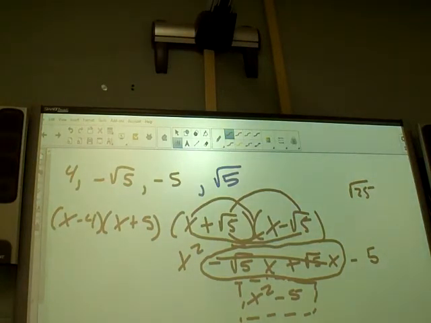Alright, so over here now, let's do the x minus 4 and x plus 5. So that'll get me an x squared.